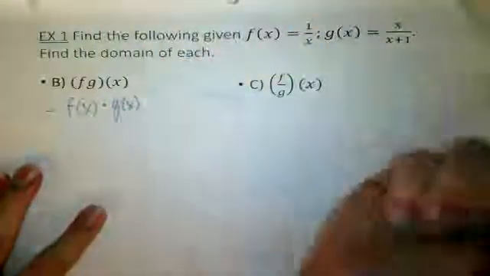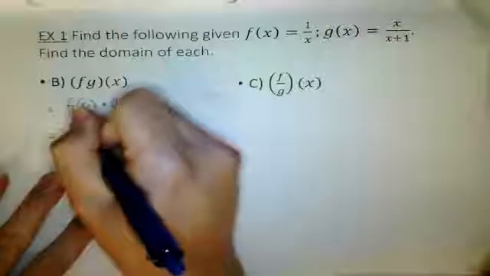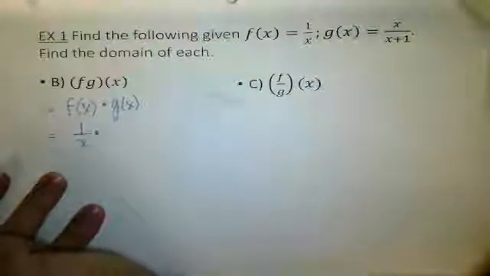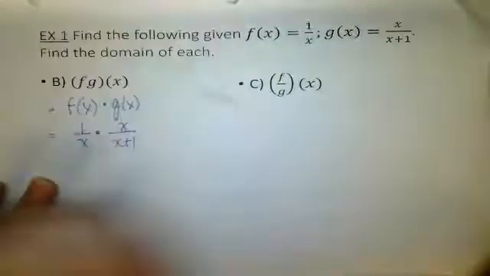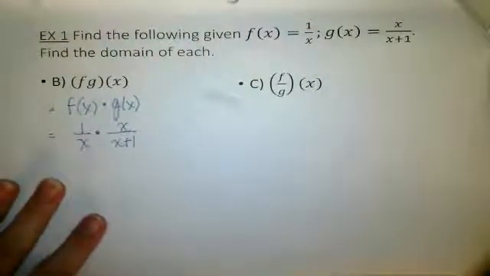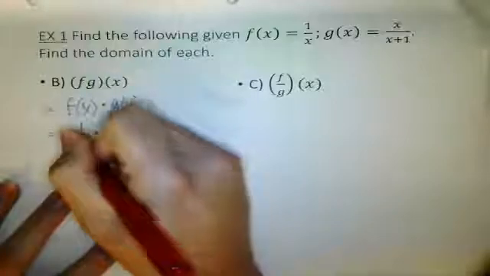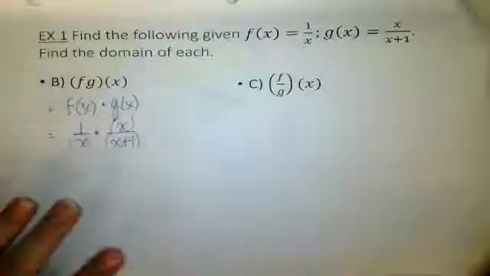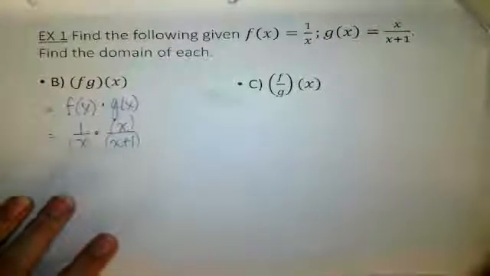And, well, that's pretty easy to do. I can replace f of x with 1 over x. And then I can replace g of x with x over x plus 1. Now, we've done this before. This is multiplying fractions, which means we can do some simplifying if we can. How do we multiply fractions? Straight across, right? Okay.